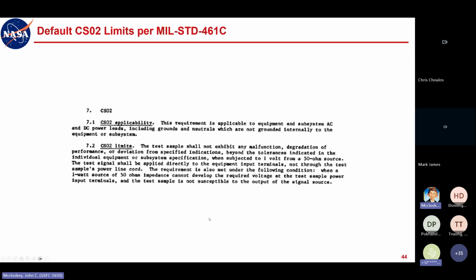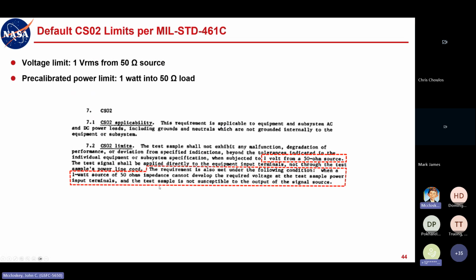So here are the default limits for CS02 for MIL-STD-461C. This test method was not carried forward in MIL-STD-461D in 1993. So that tells you something. And you can just see the typeface here. You can tell this is from an old document, but the voltage limit was 1 volt RMS from a 50 ohm source. And there was a pre-calibrated power limit, 1 watt into a 50 ohm load.